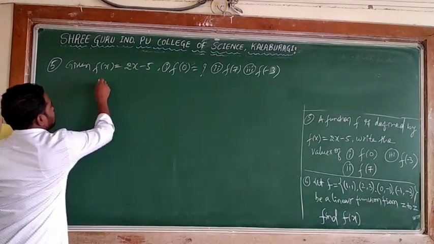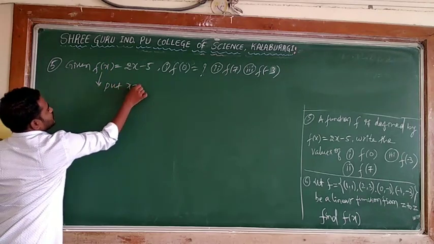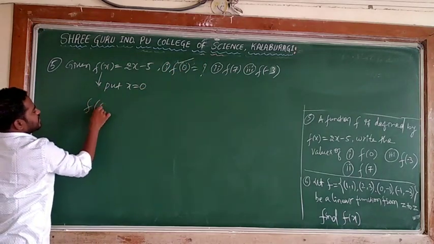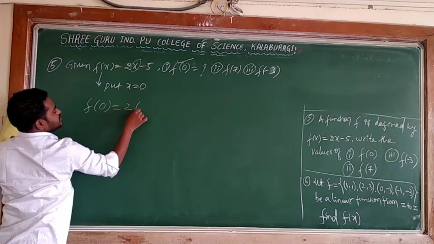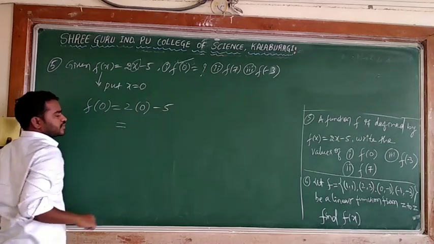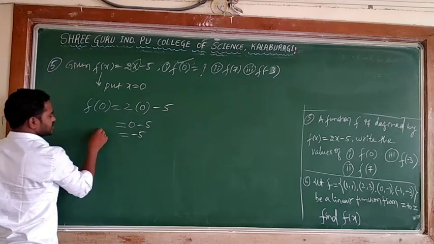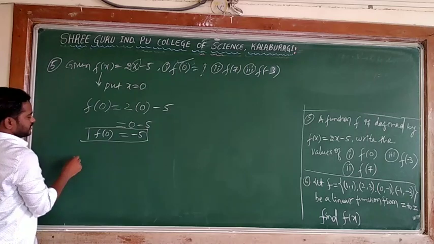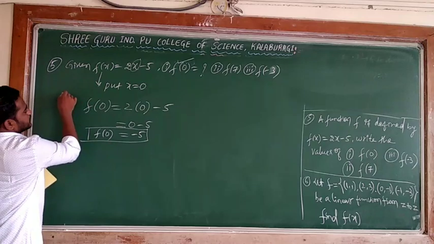Now I will take this one. Using this one, you replace. Put x is equal to 0. You will get f of 0, where x is there, I am taking 0: 2 into 0 minus 5. 2 into 0, 0 into anything is 0. So 0 minus 5 is minus 5. What is the value of f of 0? F of 0 is minus 5.